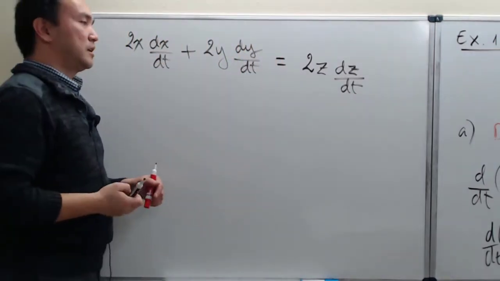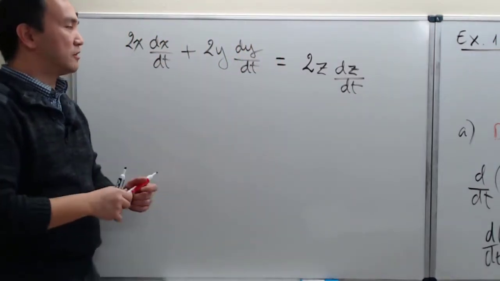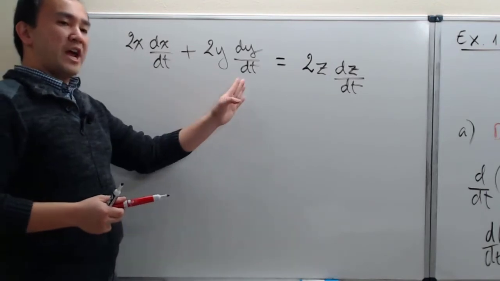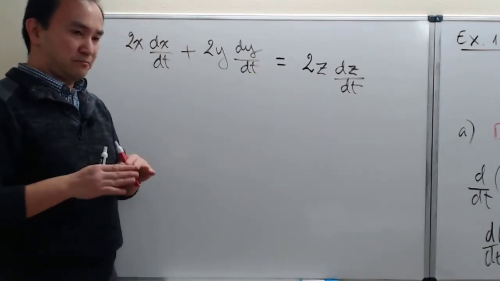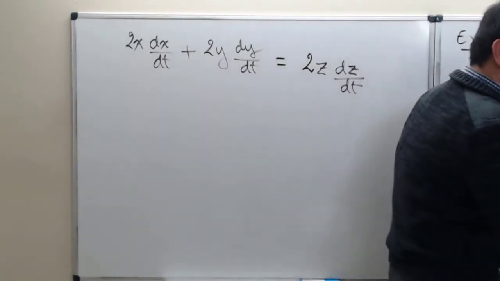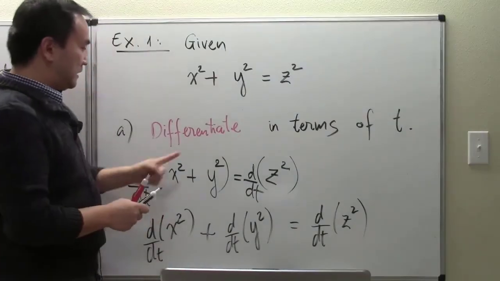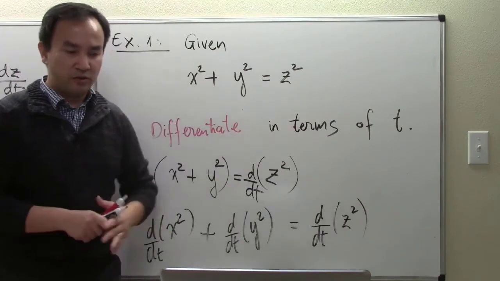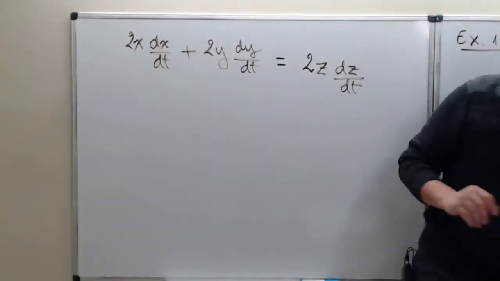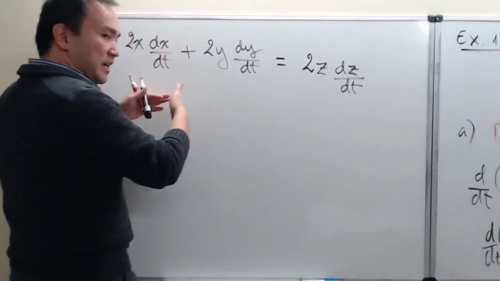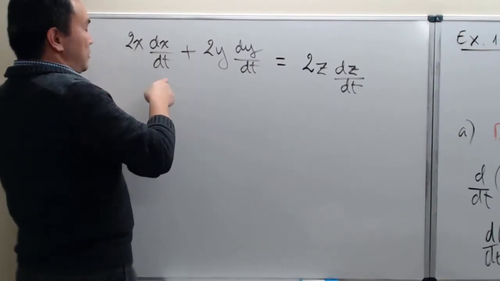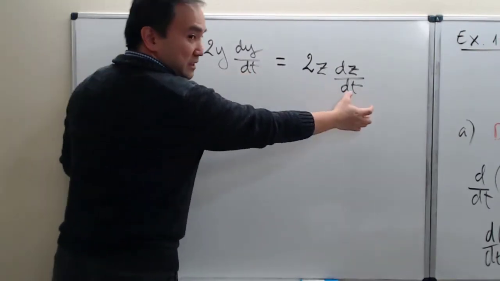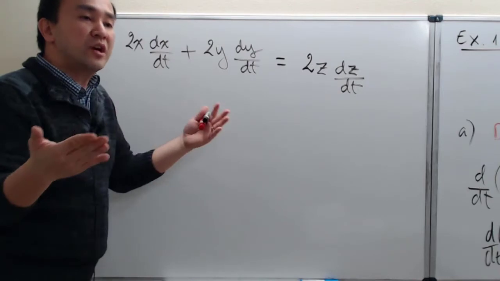All right, congratulations. We have now found 3 rates. The beginning instruction of our problem simply told us to differentiate our equation in terms of t, and now look at what we have produced here. We have produced for ourselves another equation with 3 rates, and all these 3 rates are being related.